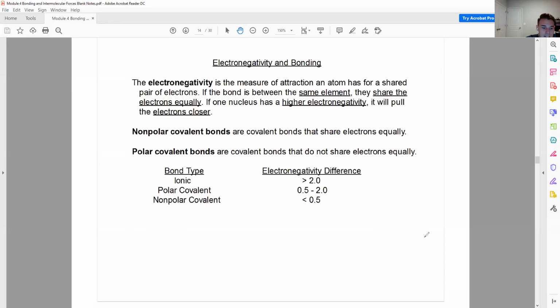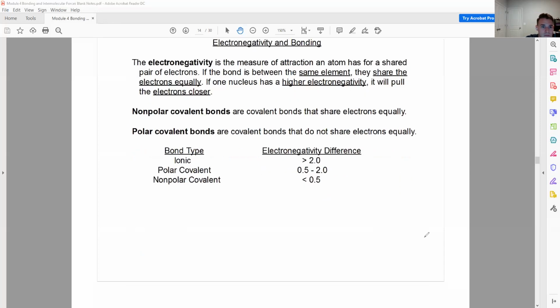So for CH, carbon was 2.5 minus 2.1, which gives me 0.4. The CH bond is non-polar. And that's how we do this to determine if it's going to be polar or non-polar. You just take the bigger one and subtract the smaller one. It doesn't matter if it's CH or HC. CH is a bond that you're going to see a lot. Please note that it is non-polar.